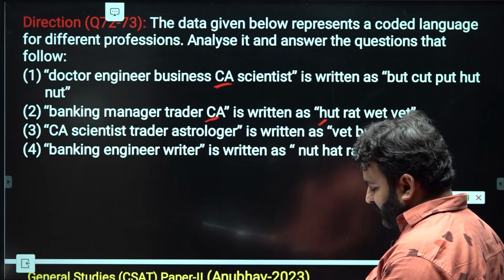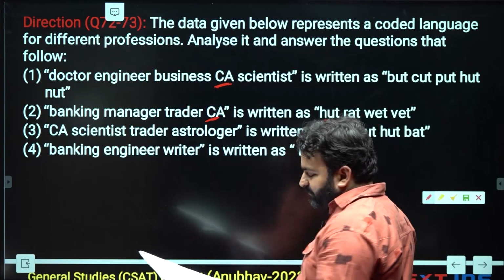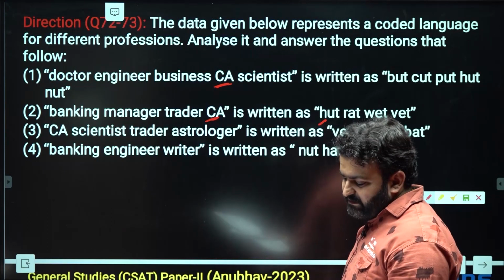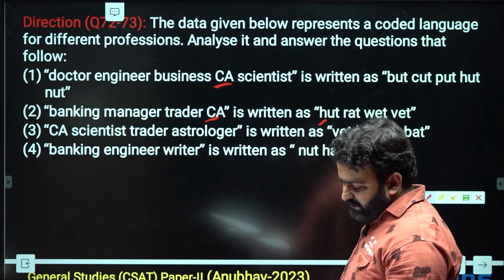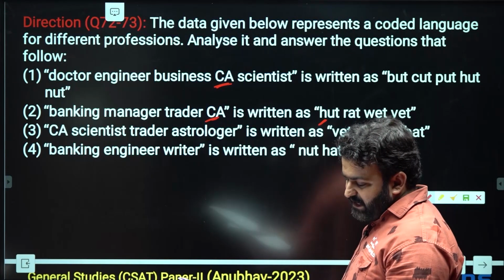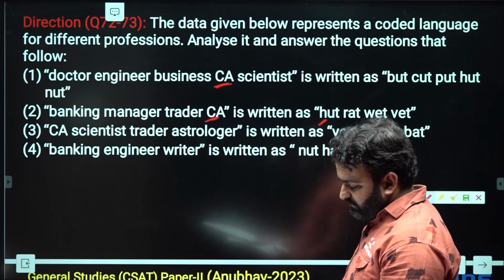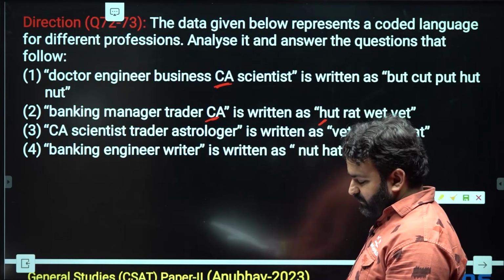Now the 72nd question: what is the code for trader? So the code for trader will be vet, option A. What will be the code for engineer manager? Engineer's code is nut and manager's code is vet. So nut, vet, that is option D. The answer will be option D.